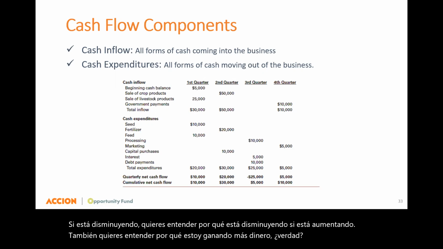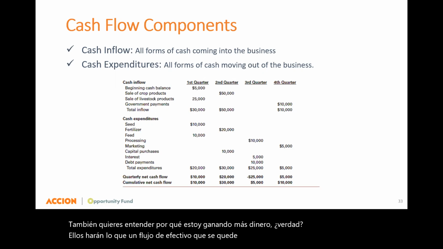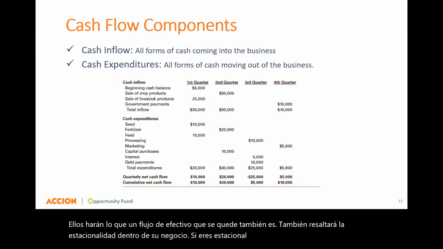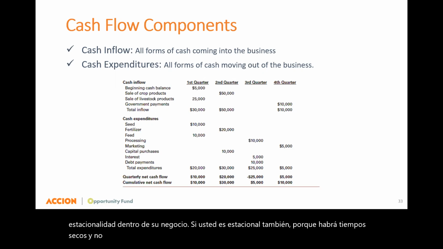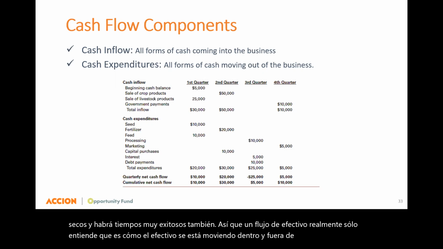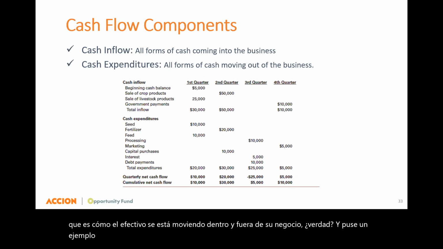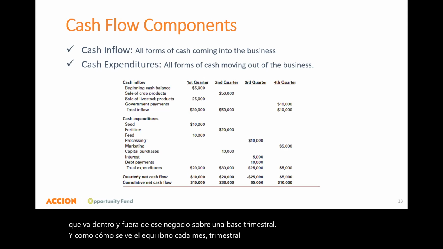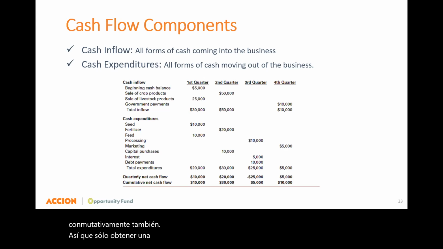A cash flow statement will also highlight the seasonality within your business, if you are seasonal, because there will be dry times and very successful times as well. So a cash flow statement really shows how cash is moving in and out of your business, right? I put a quick example here. This is an agricultural business that highlights all of the money going in and out of that business on a quarterly basis, what the balances look like every month and quarterly, and cumulatively as well.